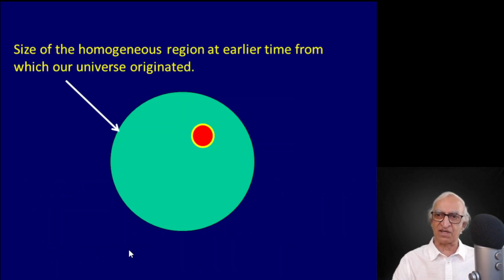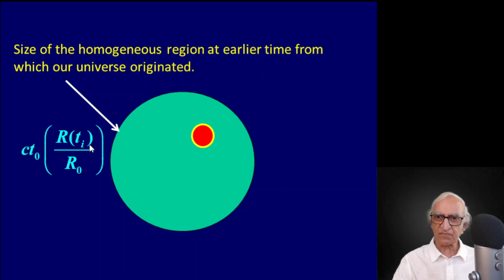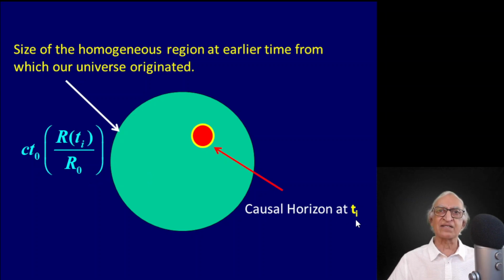Now, what I have shown in this cartoon, this green sphere, is the size of the homogeneous region at an earlier time from which our homogeneous universe originated. In other words, if I extrapolate backwards in time the size of our presently homogeneous universe to an earlier time, that is the size that I will get. And that size will be c t naught, the present time t naught, multiplied by the ratio of the scale factor. Now, what I've shown in the red sphere is the causal horizon at the earlier time t initial, which is of course simply the speed of light multiplied by the age of the universe at that time, which is t i. All right?